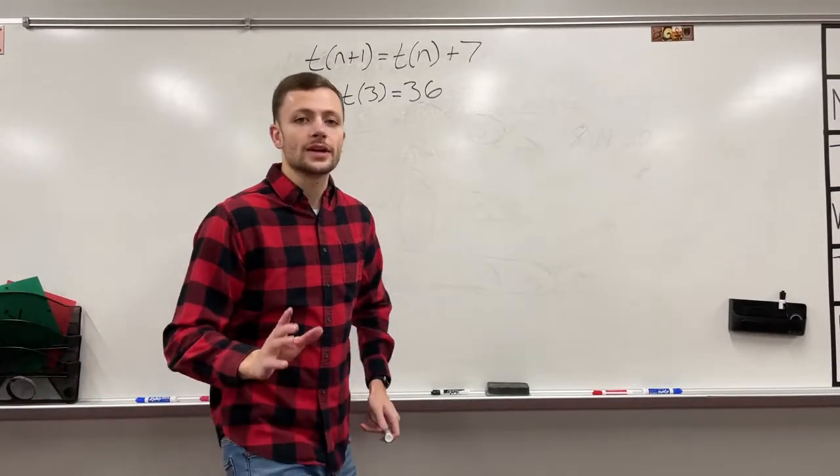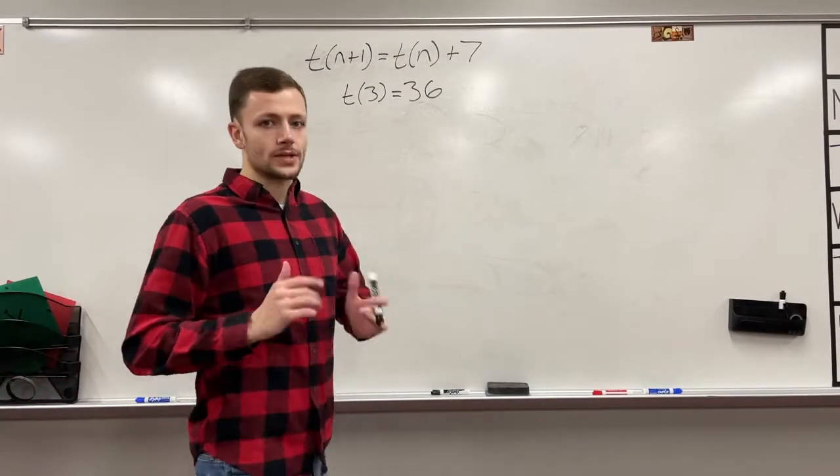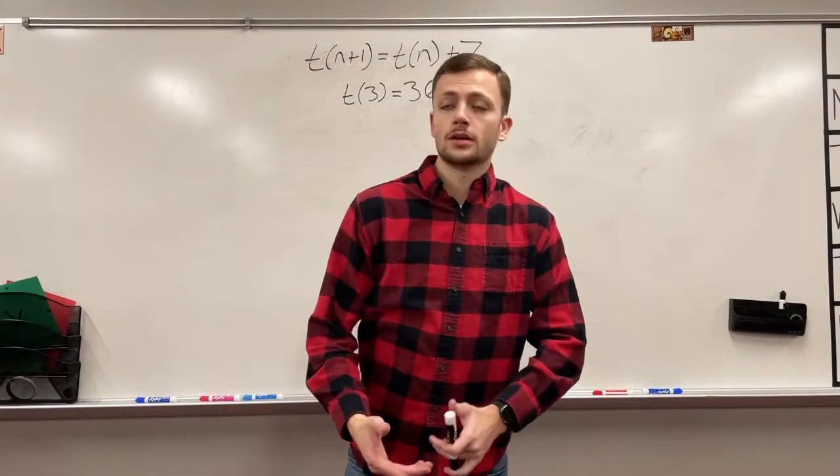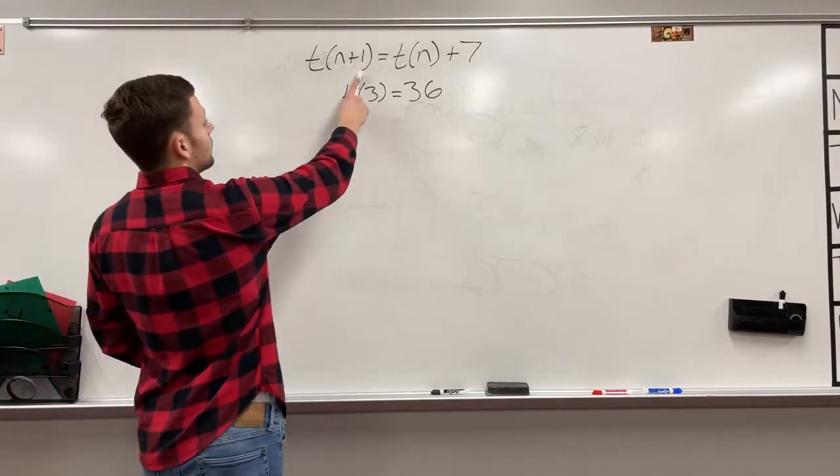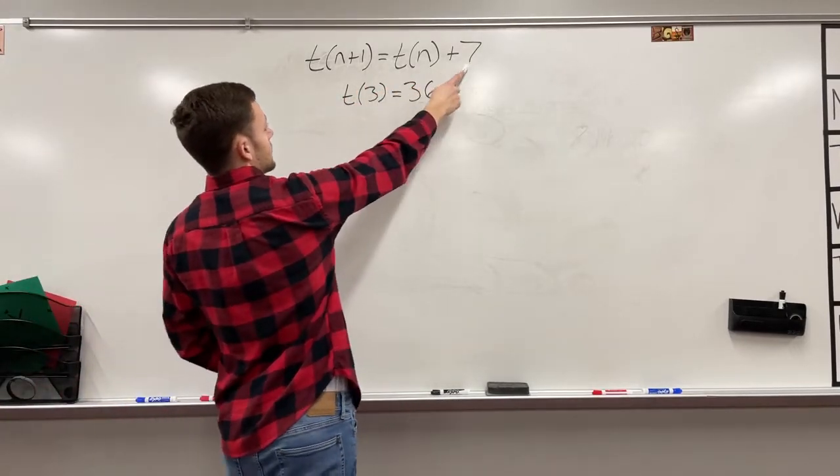So in class the other day, we introduced recursive equations, and some of us had a pretty good handle on it, a few of us didn't. So if we look at this, I've got a recursive equation, okay? I have t of n plus 1 equals t of n plus 7.